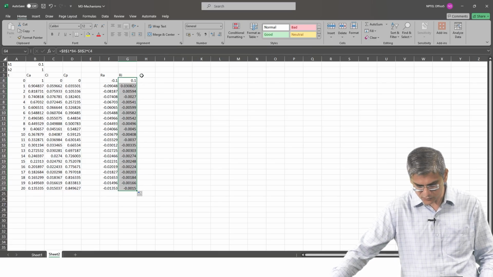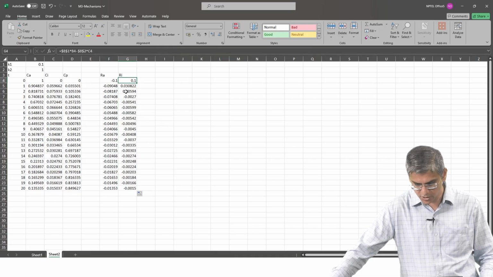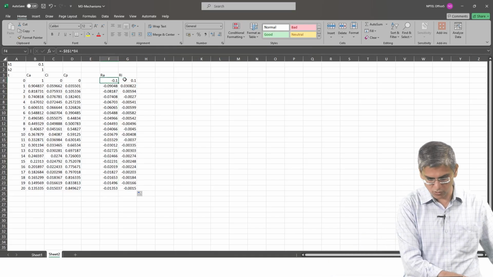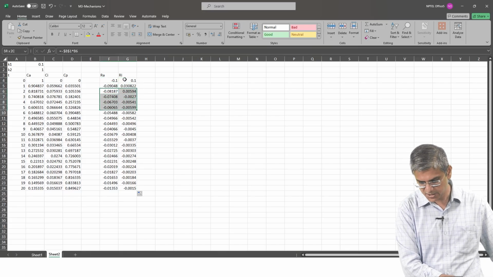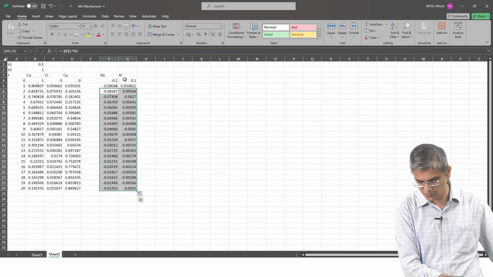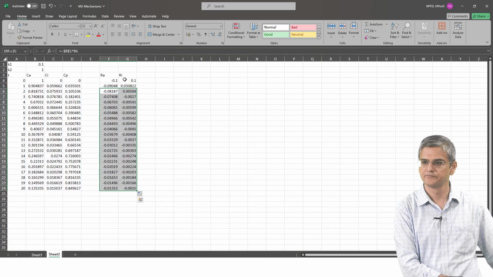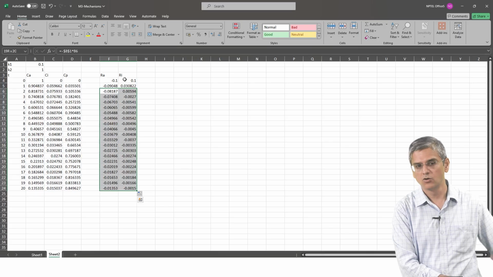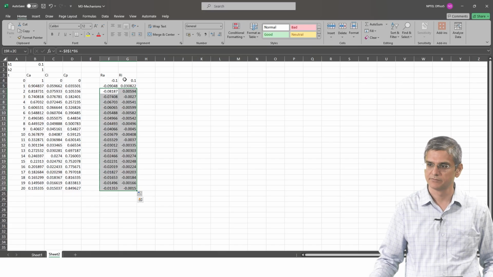Now if you compare the rate of formation of A and the rate of formation of I, you will see that in this row the rates are comparable, in this row somewhat comparable, but essentially thereafter you will see that the rate of formation of I is almost one order of magnitude lower than rate of formation of A. What does that mean? This is exactly what we have talked about as rate limiting step.